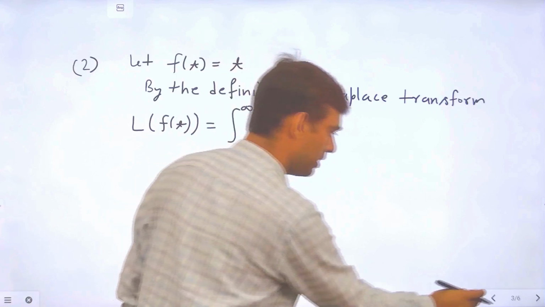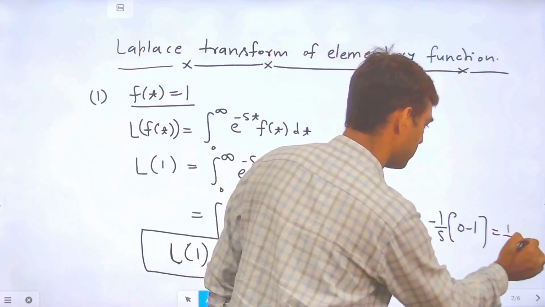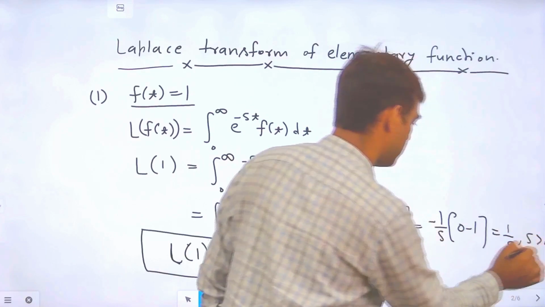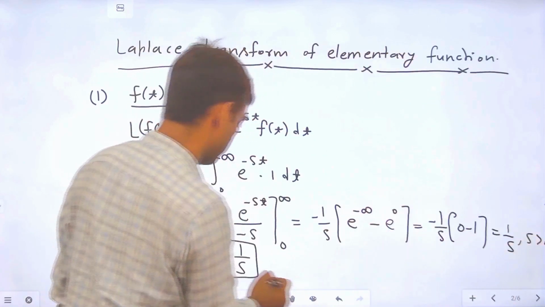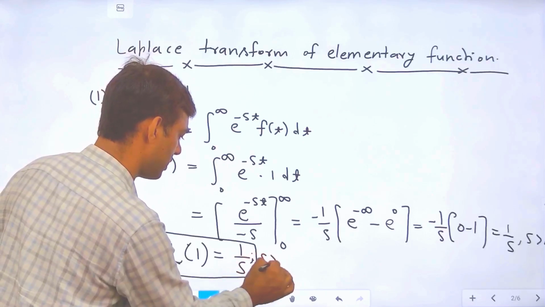One thing needs to be made clear here: s must be greater than 0. Otherwise, this becomes minus 1 upon s. So here we need to mention that s is greater than 0.